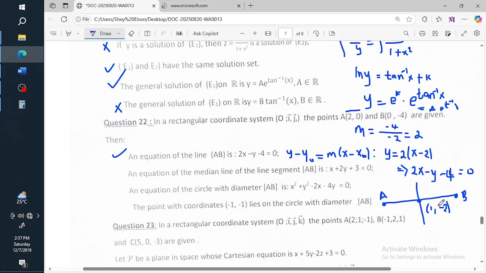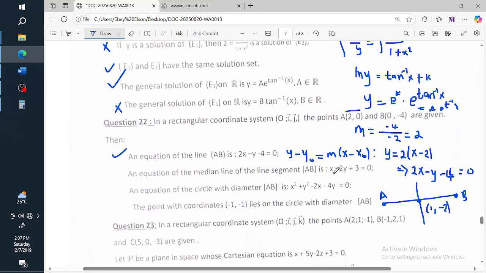If this point (1, negative 2) belongs to the median line, it means that if I replace this point in the median line, it must satisfy the equation, because it will be difficult to find the equation of a line passing through just one point. But since it has been given to us, just take x as 1 and y as negative 2 and replace here. If the left hand side is 0, it means that definitely the median line is this line, because it's going to pass through this point.